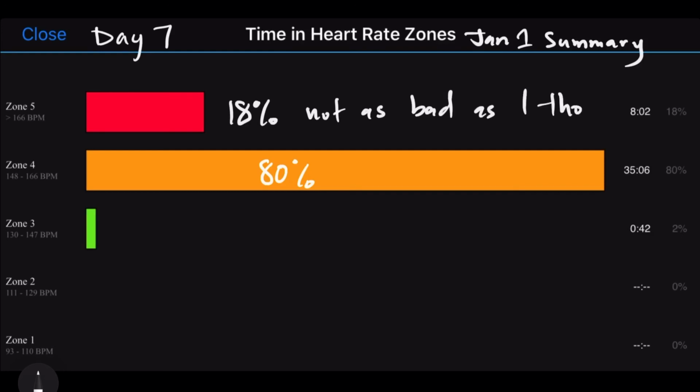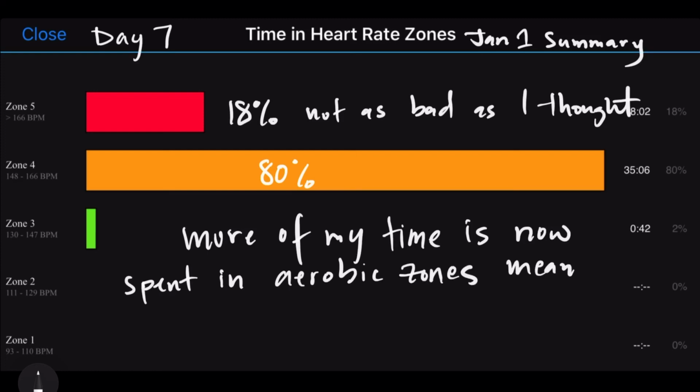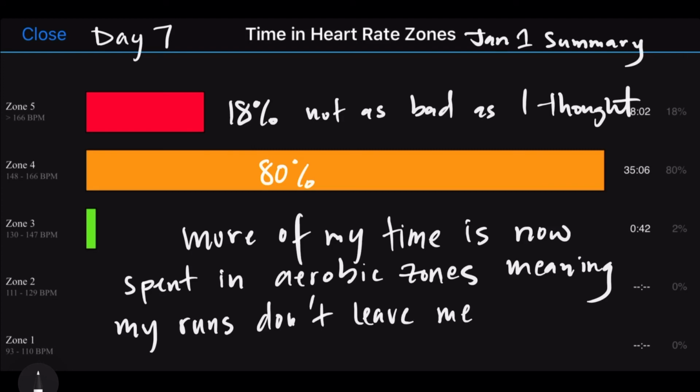Overall, on January 1st, I did a lot better than I had expected. I felt like I was running too hard, but at 18%, zone 5 was not as much of my workout as I thought. And because I am spending more of my time in aerobic zones, I can keep up with my energy output and I'm not ending my runs feeling sore.